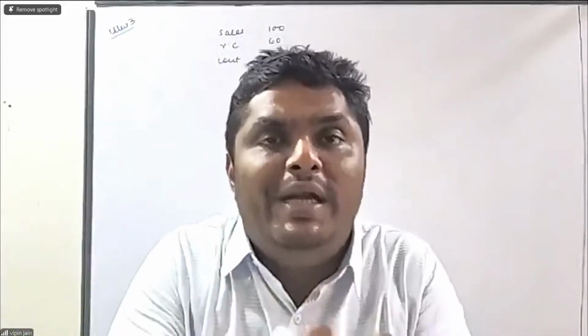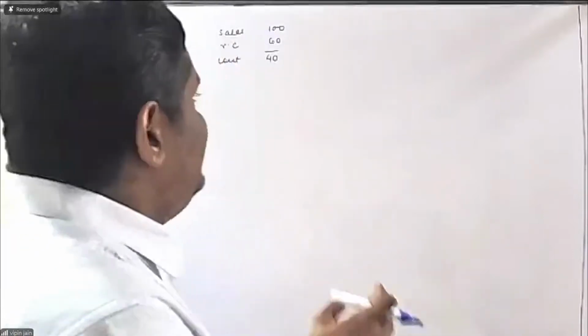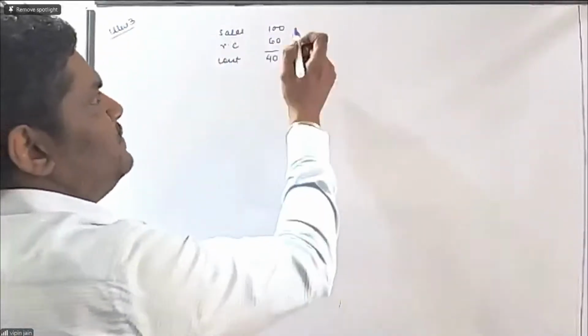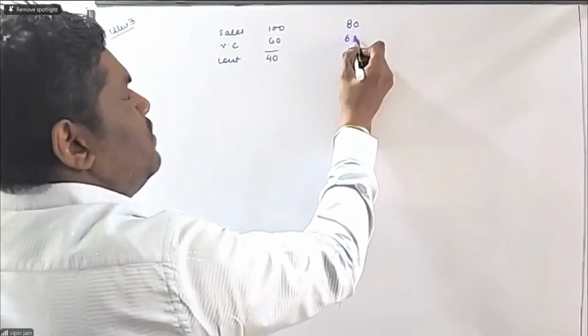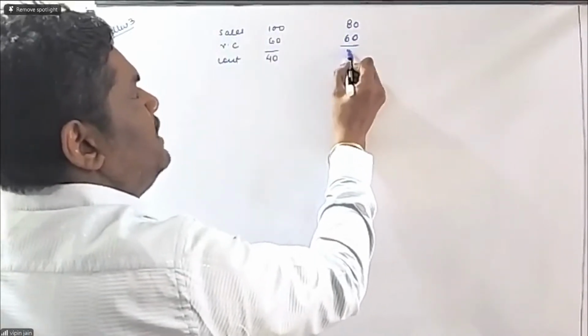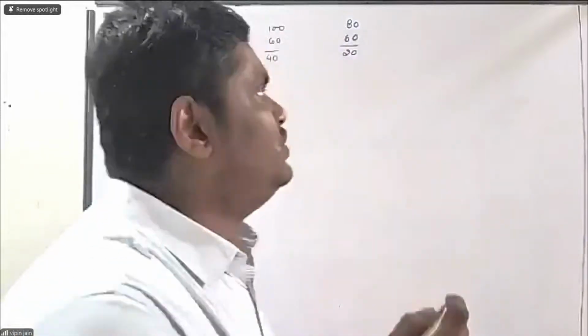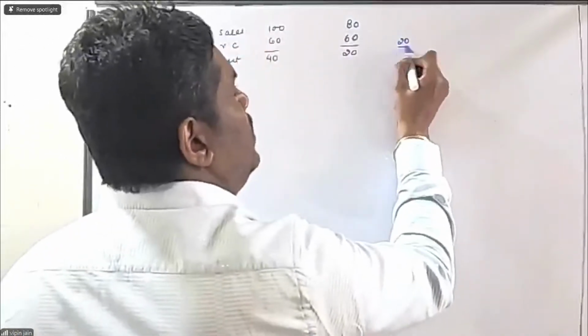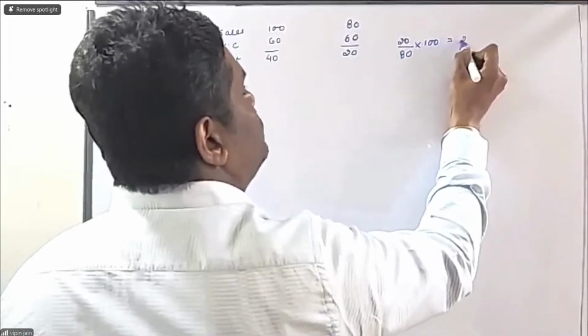It means if we reduce the selling price by 20%, how much extra sales do we need to earn the same amount of profit? This is what the question is saying. So if we reduce the selling price by 20%, my new sales will be 80. My variable cost remains 60 and my contribution will be 20. So what will be my new PV ratio? 20 divided by 80 into 100, that is 25%.